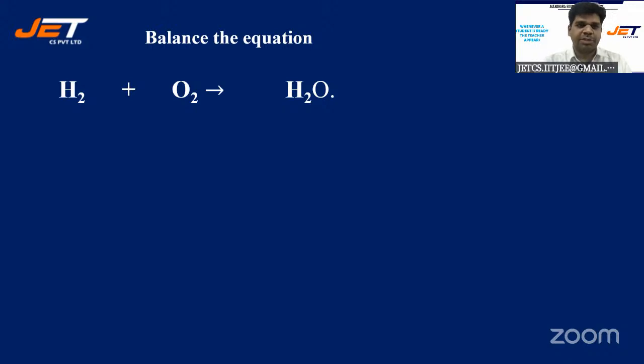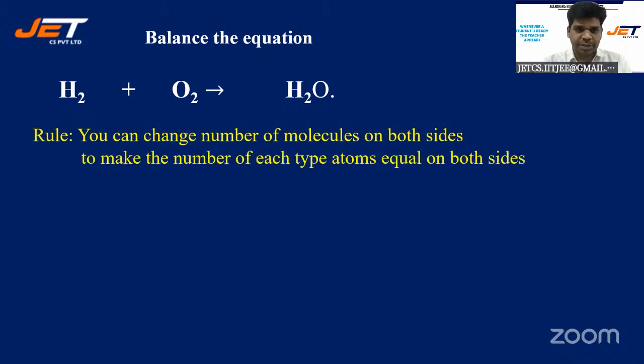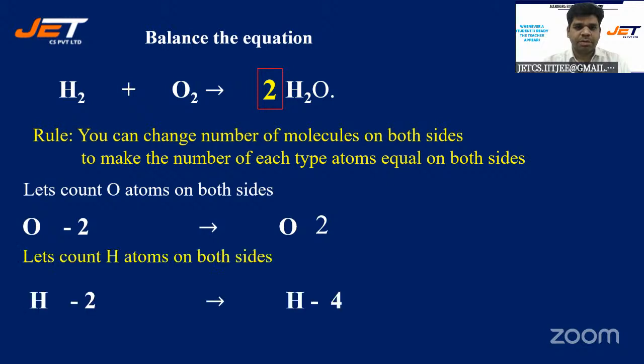All right, let's see how to balance this equation. The rule says you can change the number of molecules on both the sides to make the number of each atom equal on both the sides. So let's count oxygen atoms. There are 2 oxygen atoms on the reactant side and only 1 on the product side. So I'll write it as 2H2O. All right. Now, let's count the hydrogen atoms. I've got 2 hydrogen atoms on the reactant side and 4 on the product side.